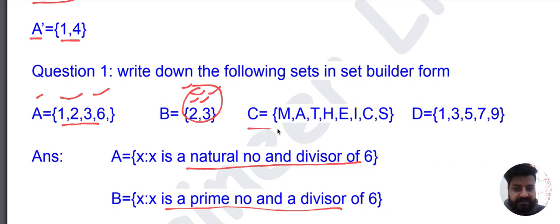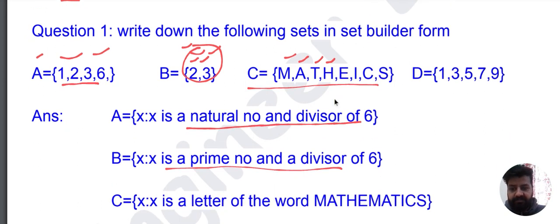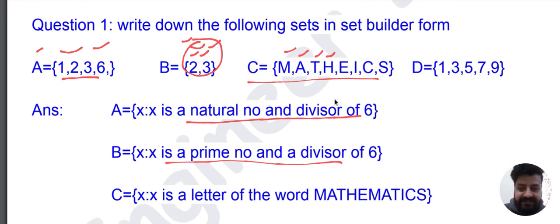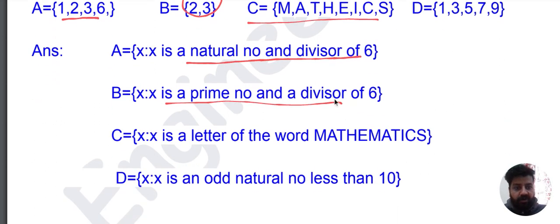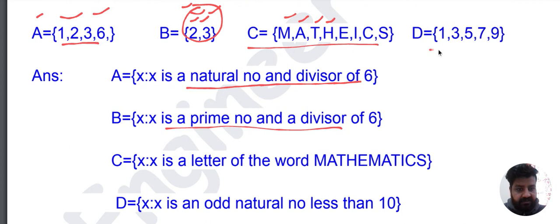So come to the next set. This is set C, and as you can see, the elements are characters. These are the English letters M, A, T, H, E, I, C, S. We can write the word mathematics from this. So we will write the set builder form: the set of all x such that x is a letter of the word mathematics. Okay, now come to D.